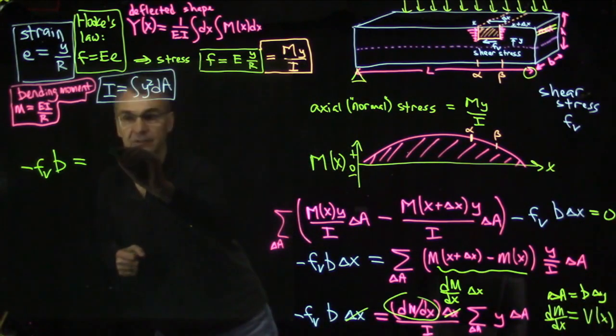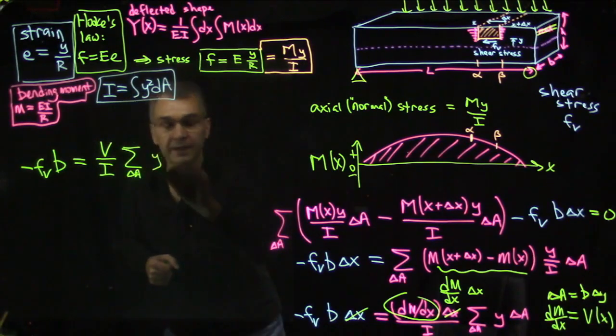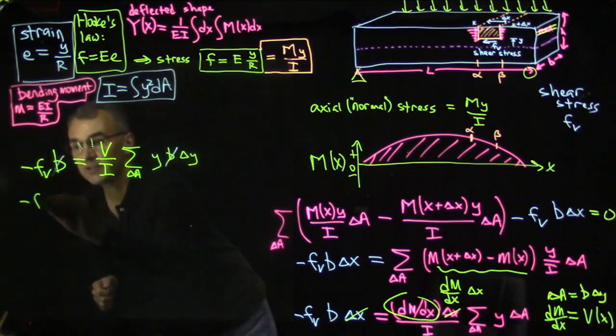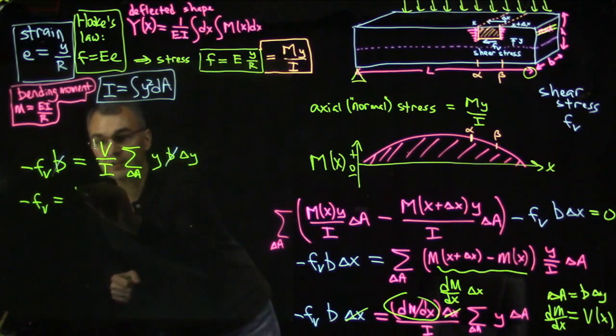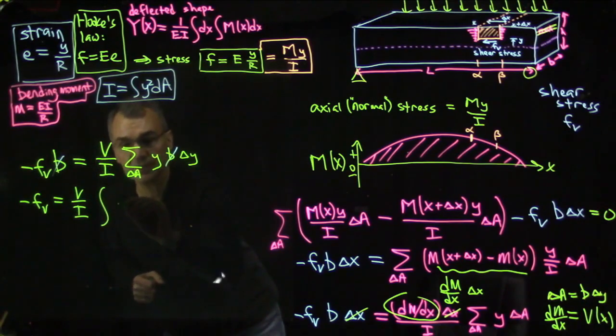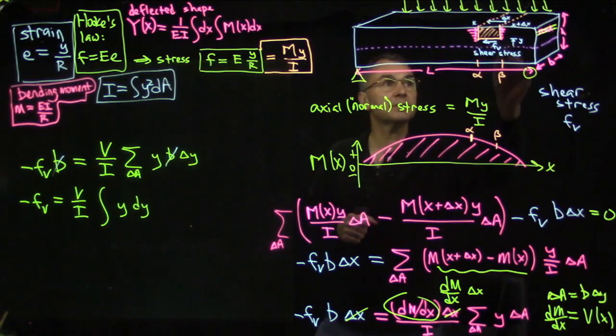So we have V of x over I, and then we're going to sum up over all little chunks of area, y, and then our delta A is actually b times delta y. Then you notice we can cancel this factor b from both sides. So we have minus this shear stress is V over I, and this is really an integral rather than a sum, and it's the integral y dy. And we're going from the very top of the beam down to y.